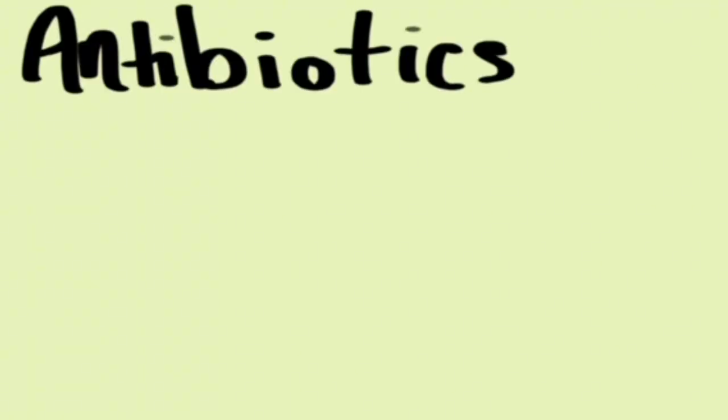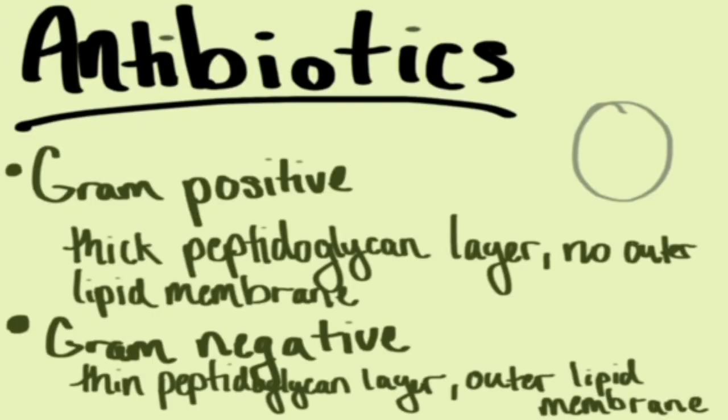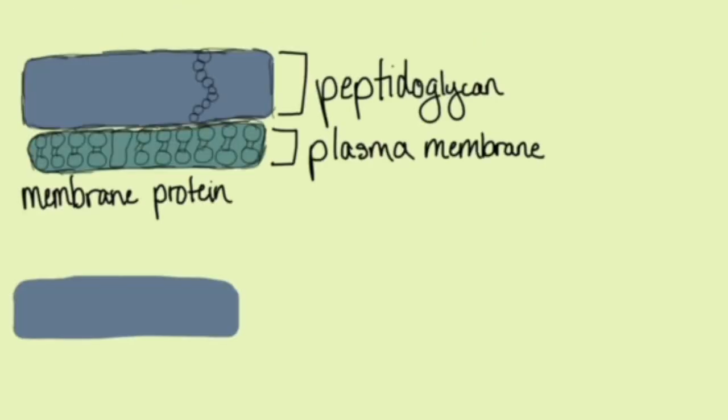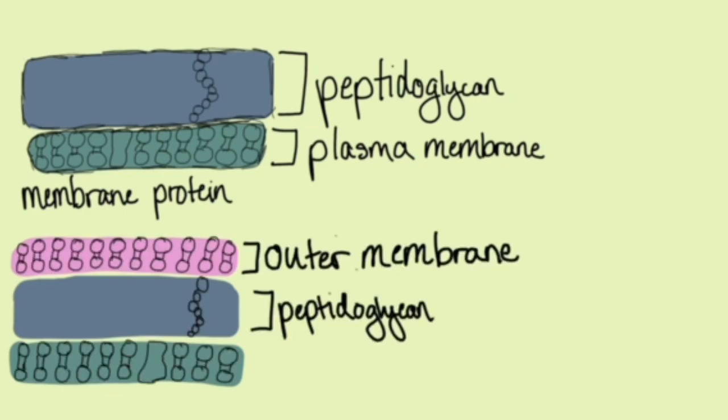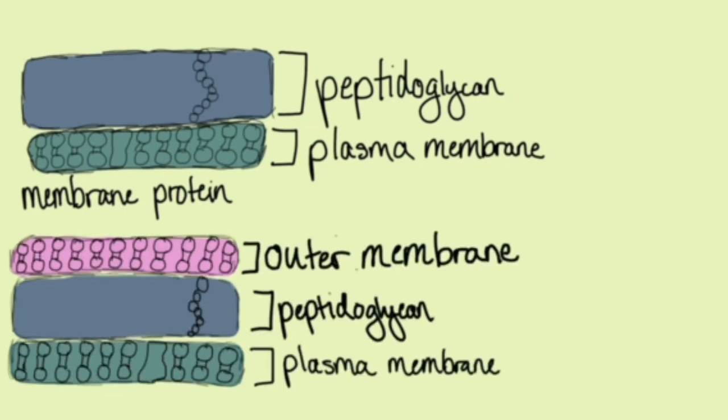There are 2 main classes of bacteria, gram-positive and gram-negative. Gram-positive bacteria have a thick peptidoglycan layer and no outer lipid membrane. Gram-negative bacteria have a thin peptidoglycan layer and an outer lipid membrane. During gram staining, gram-positive bacteria retain a purple stain due to the thick layer, while gram-negative bacteria lose the stain, revealing the thin peptidoglycan layer.